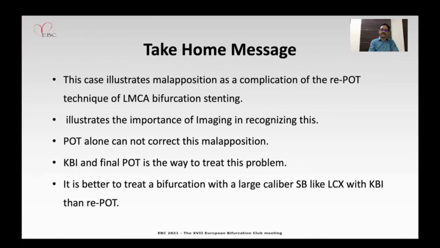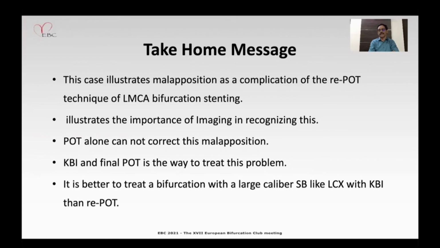And better not to treat an LMCA with the reverse POT. It is better to treat an LMCA in a provisional strategy with a final kissing and final POT. And we can use the reverse POT technique in a non-LM bifurcation like LAD, diagonal, or LCX OM.